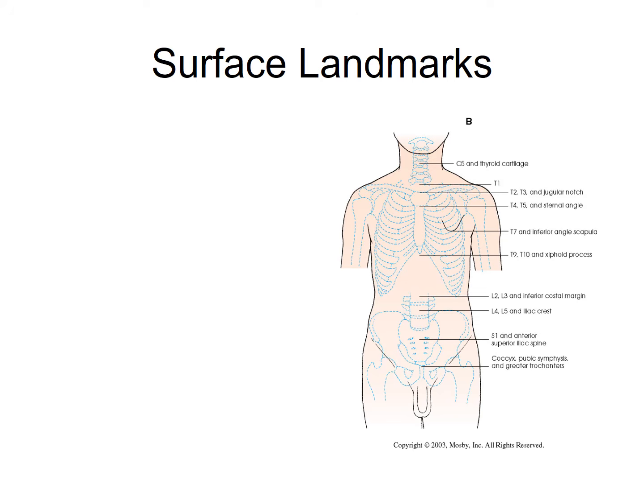T9 and T10 are thoracic vertebra 9 and thoracic vertebra 10. That's at the level of your xiphoid process. The xiphoid process is going to be important, for example, if you do CPR compressions. You'd have to feel that xiphoid process for correct placement of the hands for compressions. So let's go over these because these are very important.